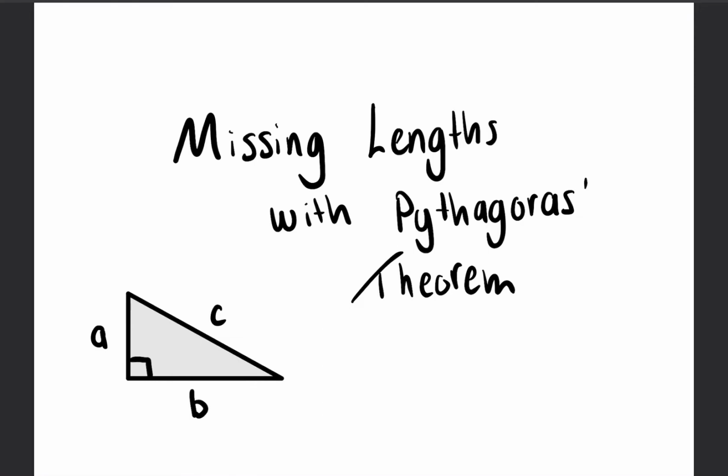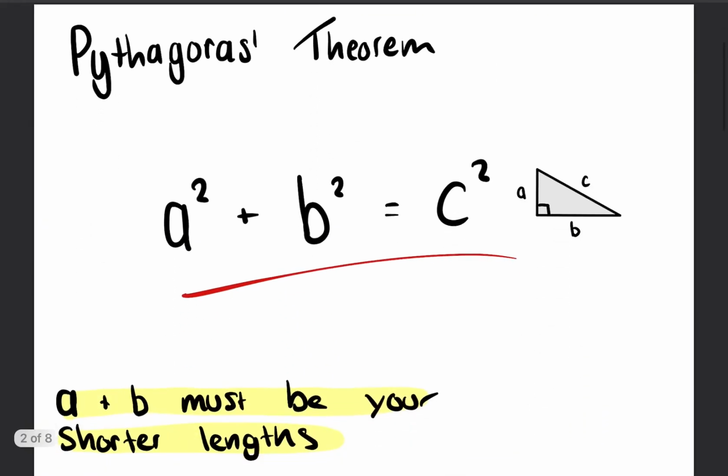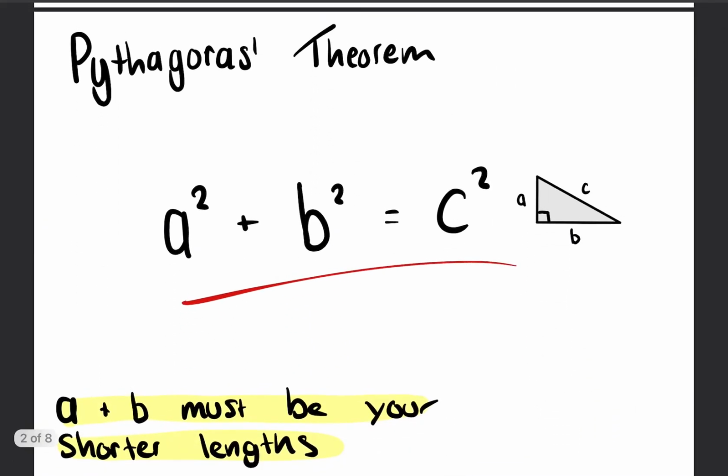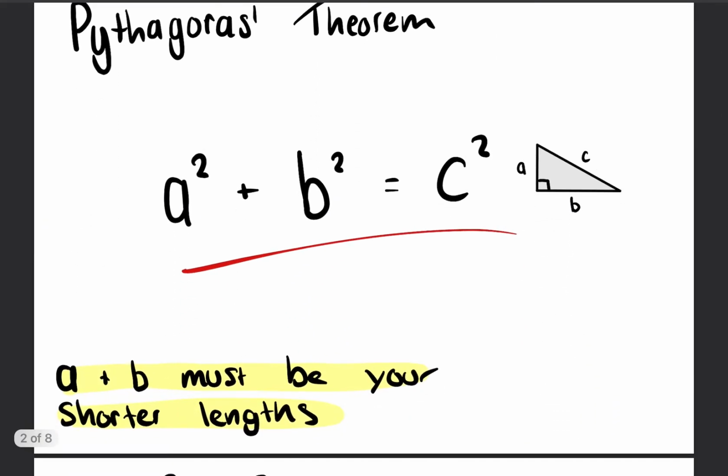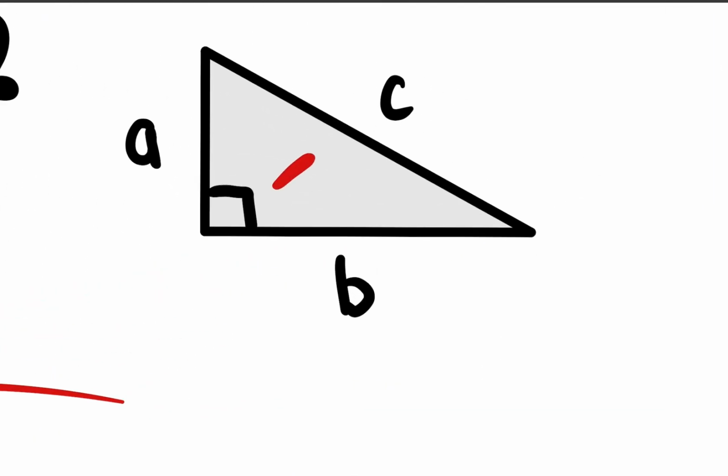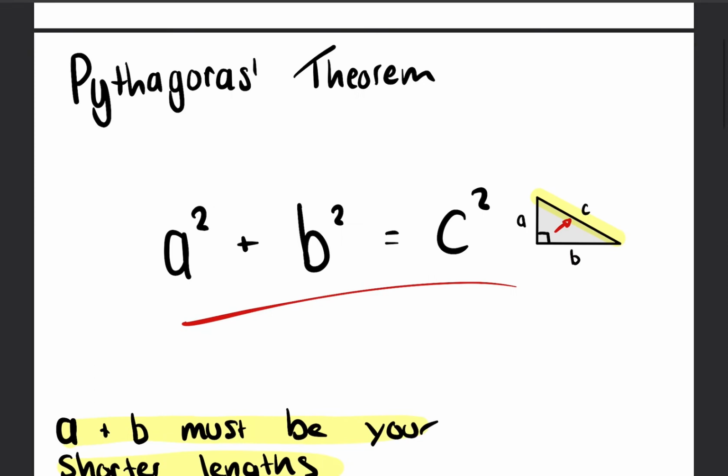Okay, today we're looking at missing lengths again with Pythagoras' theorem. So let's get into it. Pythagoras' theorem again is a squared plus b squared equals c squared. A and b must be your shorter lengths, and your c is always opposite the right angle, but it also happens to be your longest side. So let's get into it.